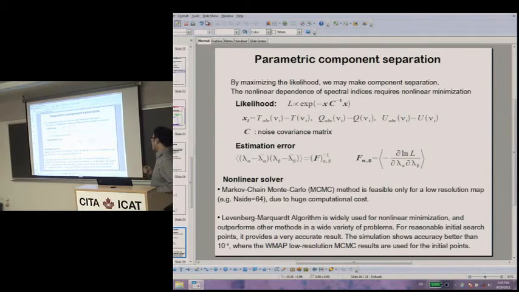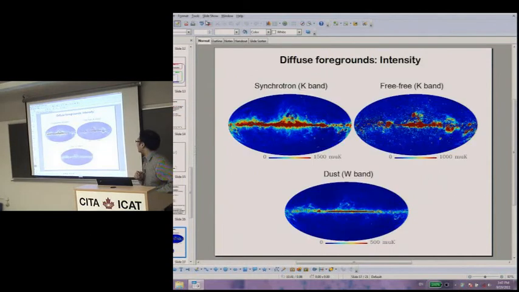So we tested with a simulation. We simulated the data using the low resolution MCMC result, and we added 10% and 30% fluctuation for amplitude and spectral index. Then we applied our component separation method, and we got accuracy better than 10^-4, which is pretty good. So these are the results.